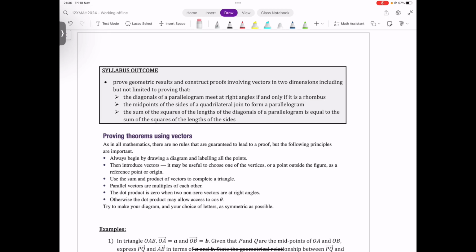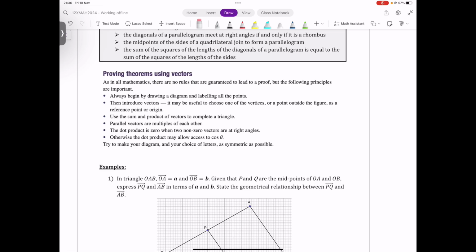Constructing proofs using these geometric properties, or proving these geometrical properties using vectors, can be quite tricky and a bit abstract, but once you get used to it, it starts to get a bit better. To prove theorems using vectors, there are no rules, and you can often prove the same thing using vectors multiple different ways. But there are a few rules that will help you.